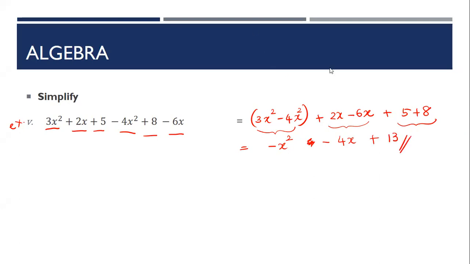So let's check with the answers. Minus x square minus 4x plus 13. Okay, you guys got the answer. We have the same answer.